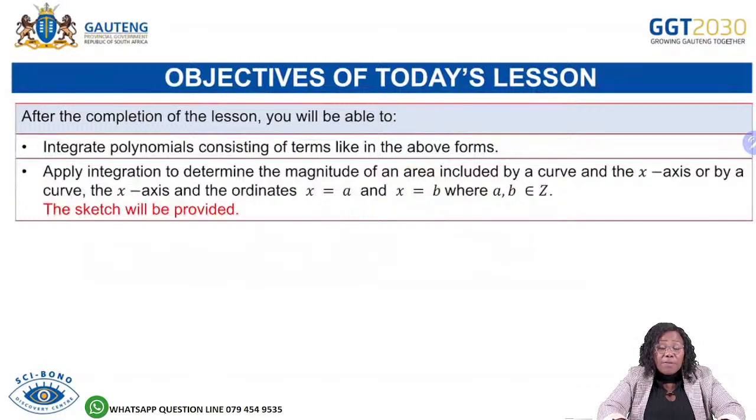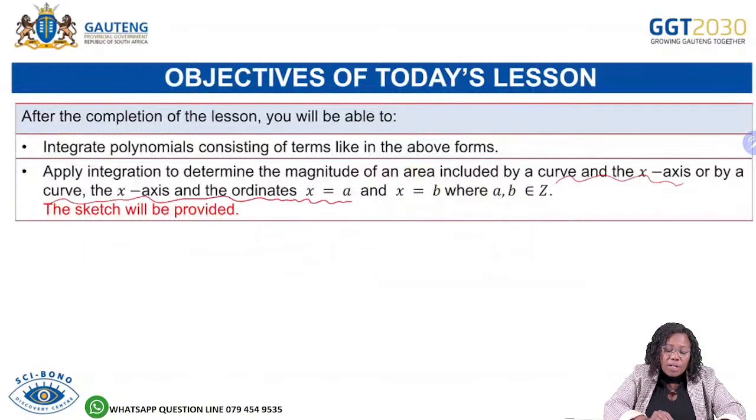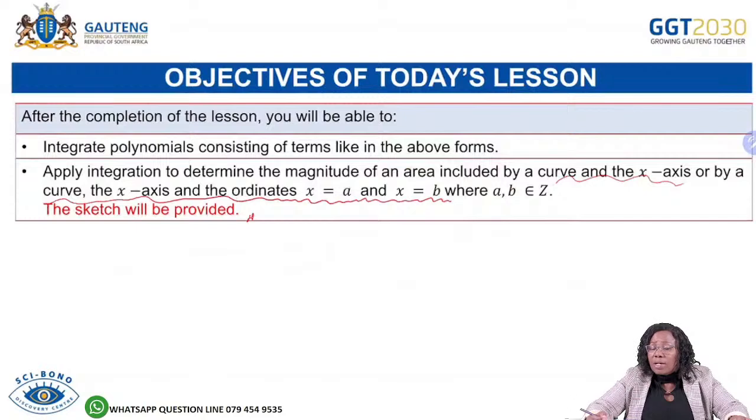That means the integral rules above that we have just clarified to you. You must be able to apply integration to determine the magnitude of an area included by a curve and the x-axis, or alternatively included by a curve, the x-axis, and the ordinates x = a and x = b, where a and b are elements of integers. In this case, grade 12, where you are determining the magnitude of an area included by a curve, you will be given a sketch of that particular graph, and you will be calculating the area below the graph.